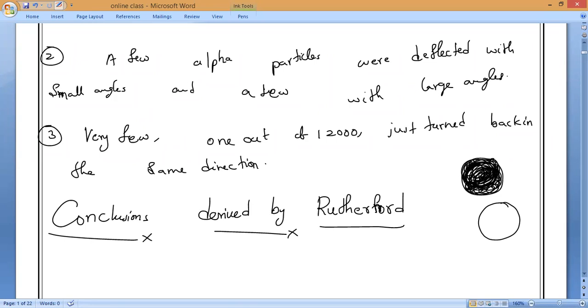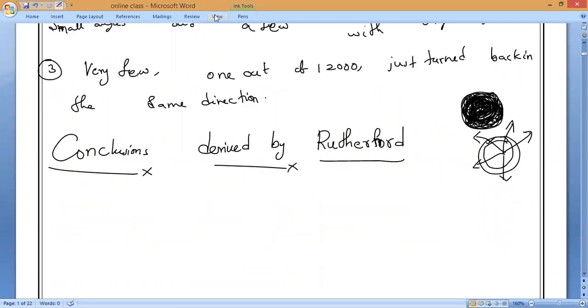So gold is a solid. It is fully made up of atoms, but these atoms are not fully solid. They have empty space. So that is the reason the majority of the alpha particles pass through them. That is the first conclusion made by Mr. Rutherford. Is it okay, everybody? Have you understood or not? If anyone has any doubt, please ask me.